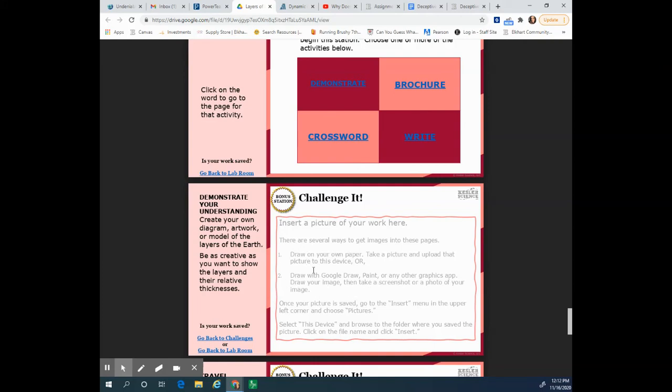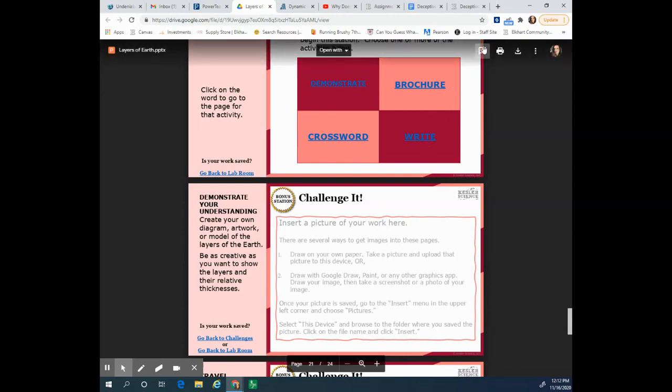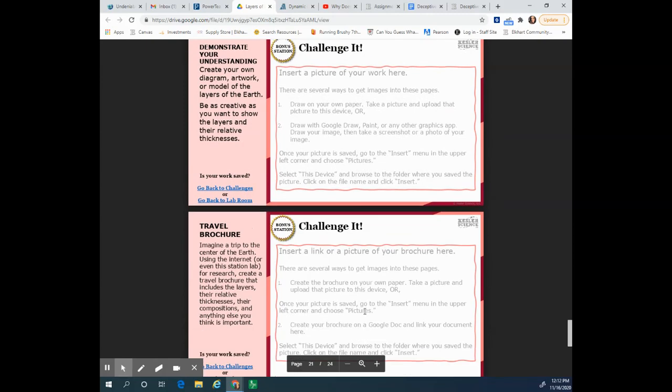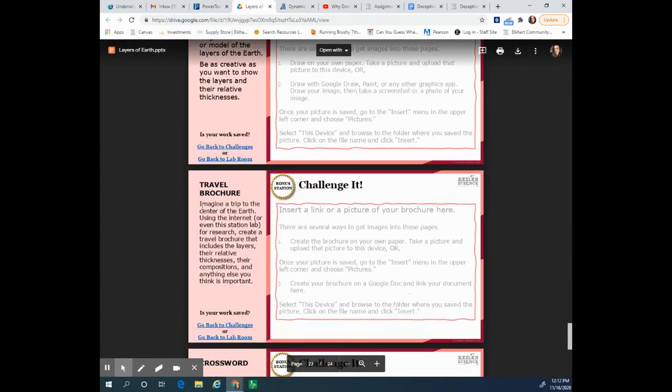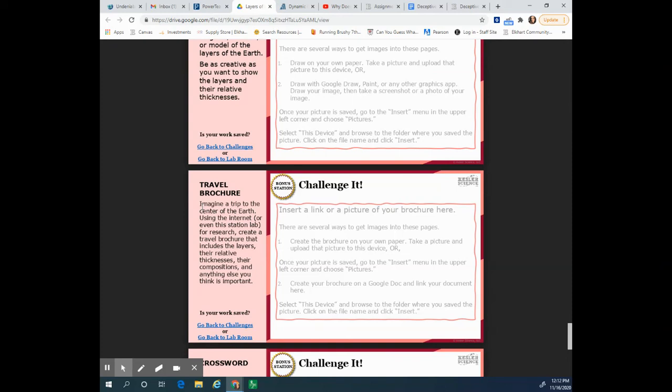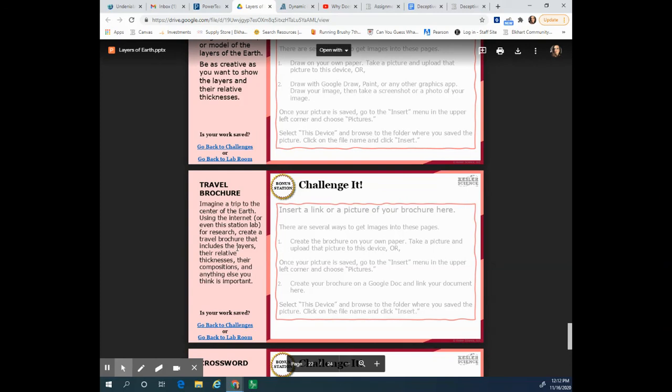And you're going to take a screenshot. Then you can insert it through the plus button that's up here on your iPad, and then enter in your pictures and you can insert it that way. Then you're going to make a travel brochure. You're going to imagine a trip to the center of the Earth, using the internet or even this research station lab for research. You're going to create a travel brochure that includes the layers, their relative thickness, their compositions, and anything else you think is important.